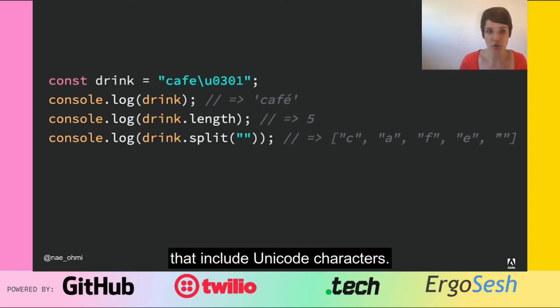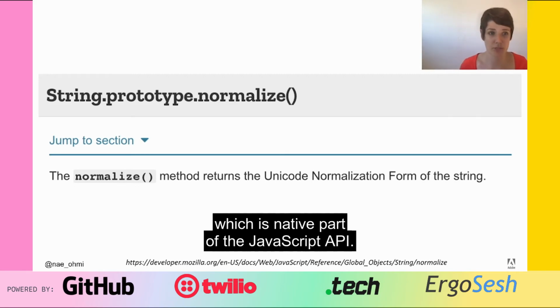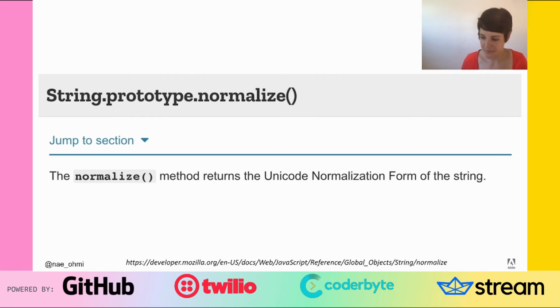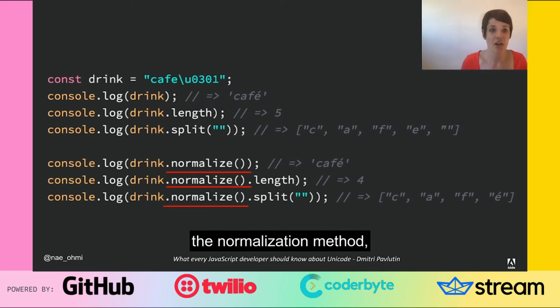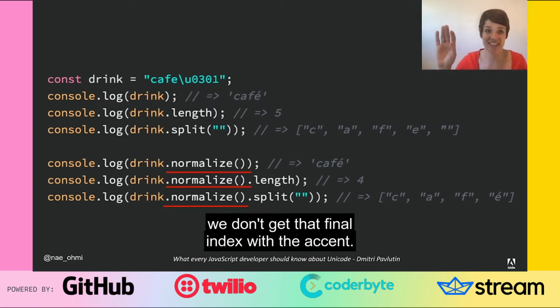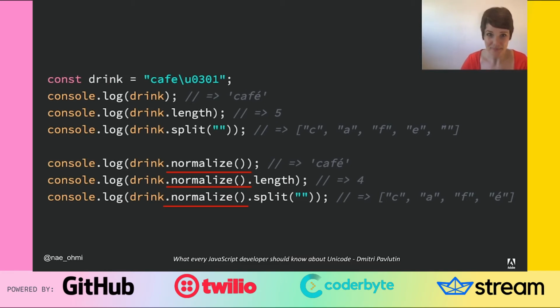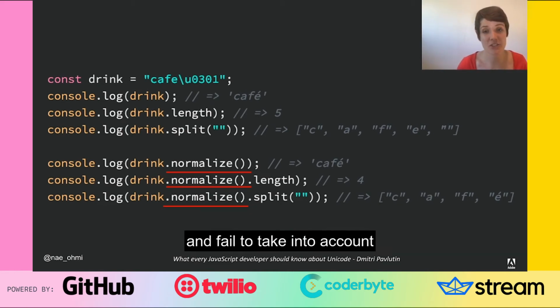So one solution of many is to use string.prototype.normalize, which is a native part of the JavaScript API. And this normalize method returns the Unicode normalization form of the string. Here it's working with cafe, where if we add the normalization method, we can see cafe is now a length of 4, and when we split it into an array, we don't get that final index with the accent. And this is good to avoid Unicode localization bugs. But unfortunately, there are a number of JavaScript libraries that deal with strings and fail to take into account these types of symbols properly. So it's good to look out for.